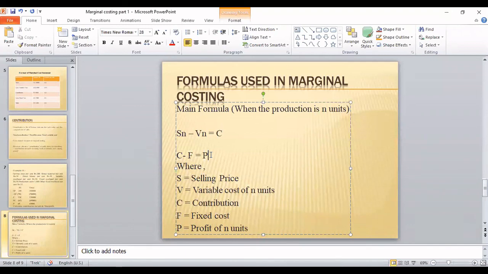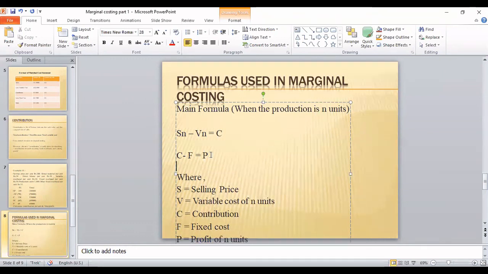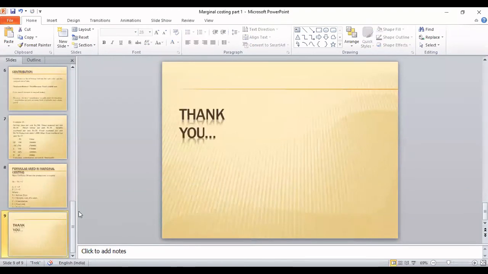Again, can you tell me, contribution can be found with another formula also? See beta, with this formula, come on, tell me what the other formula for contribution will be? P plus F. Exactly. Profit plus fixed cost will also give you contribution. Yes or no? Everyone? Yes. Any confusion, any doubt? This is how you have to work out with these formulas to get your answers in marginal costing. Is this part clear, everyone? Are the formulas clear to you guys? Yes, sir. Okay, very good. The first part of this marginal costing is completed here.